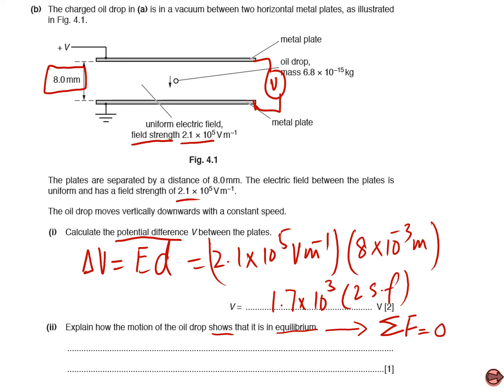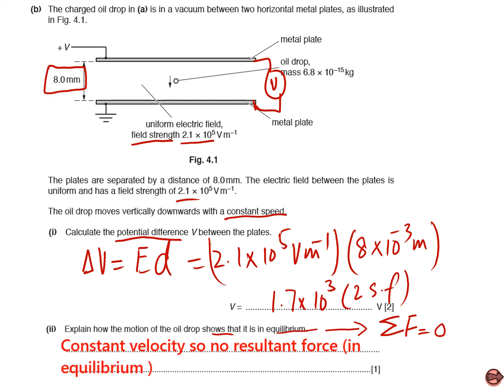If sigma F, the resultant of forces on an object, is equal to 0, it means the object is moving with a constant velocity. So simply we can say the object is moving with constant speed, so the resultant force is equal to 0, and we can say that the oil drop is in equilibrium. So this is how we can answer. Here you can simply say constant velocity, so no resultant force. So it means the oil drop is in equilibrium.